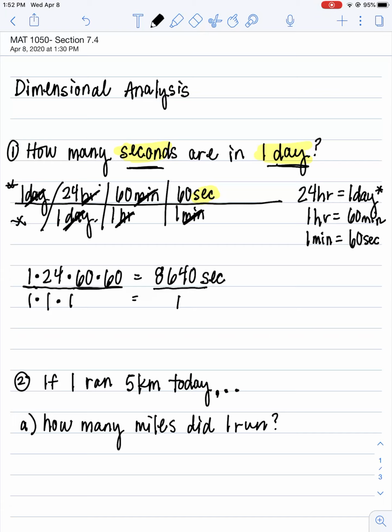And 1 times 1 times 1 is, we know, just 1. And so in reality, you get 8,640 seconds divided by 1, which is just 8,640 seconds.